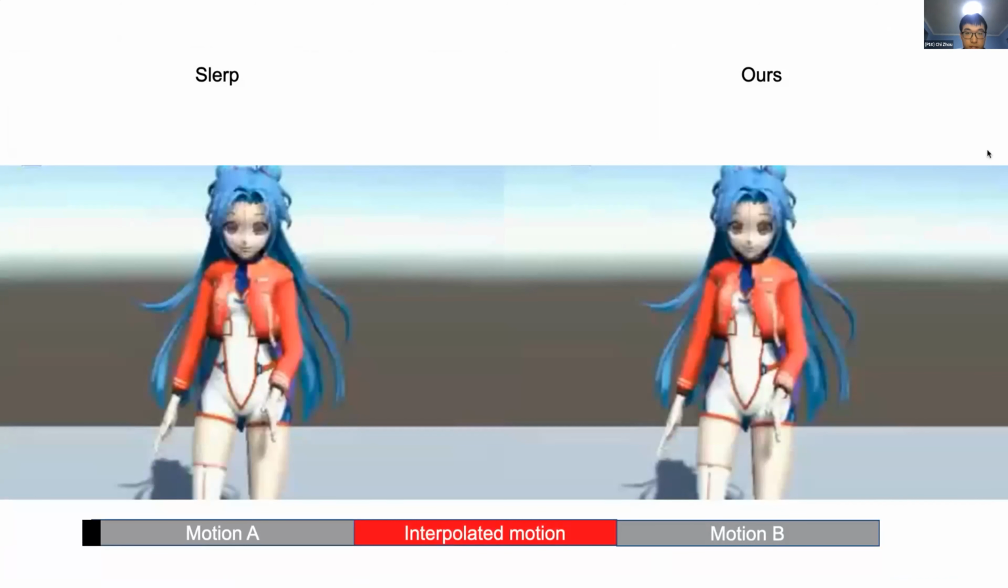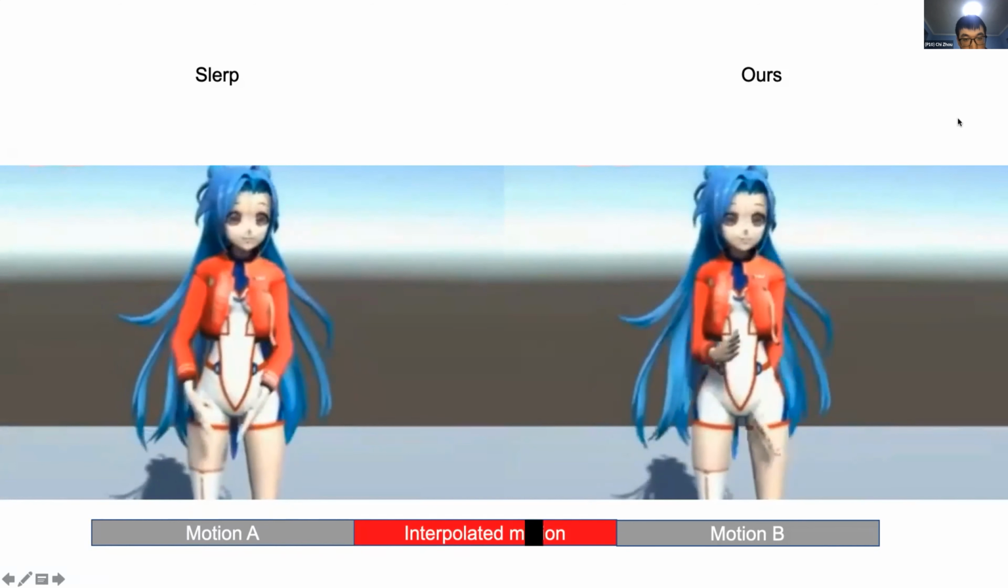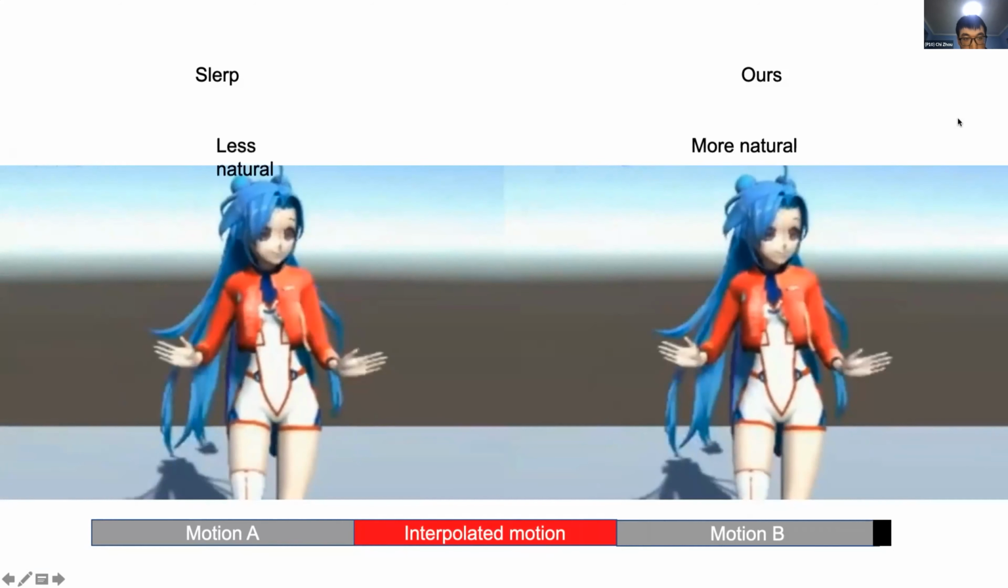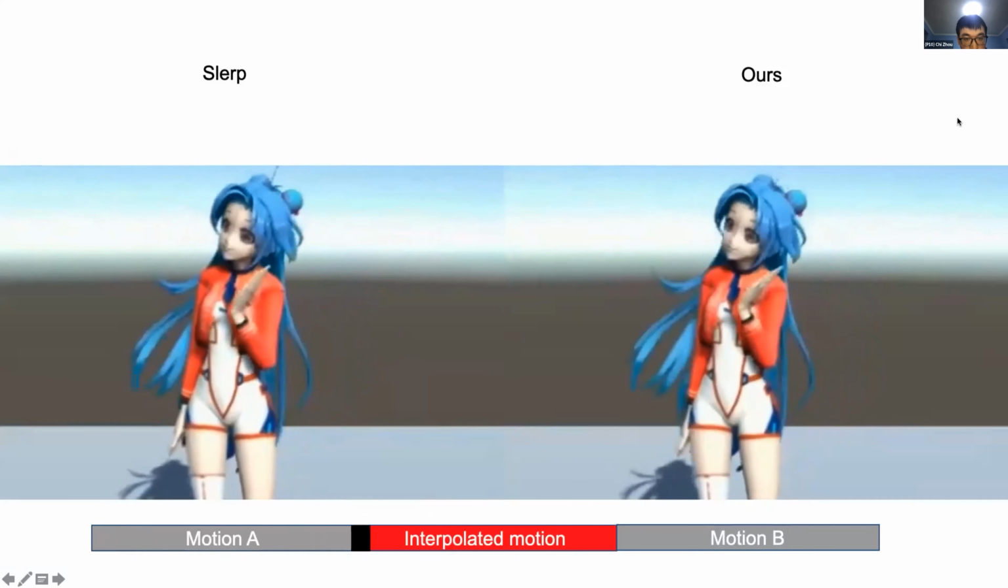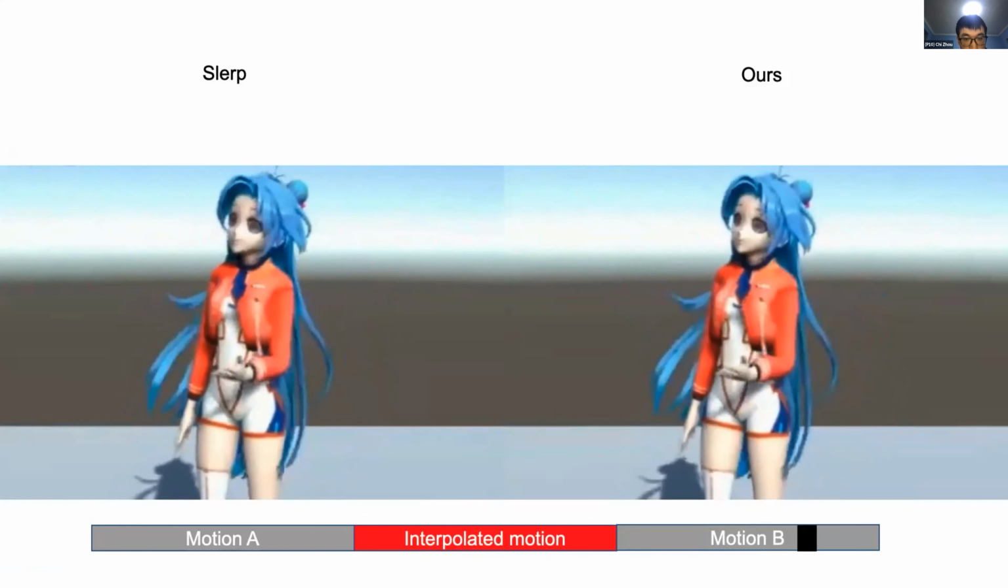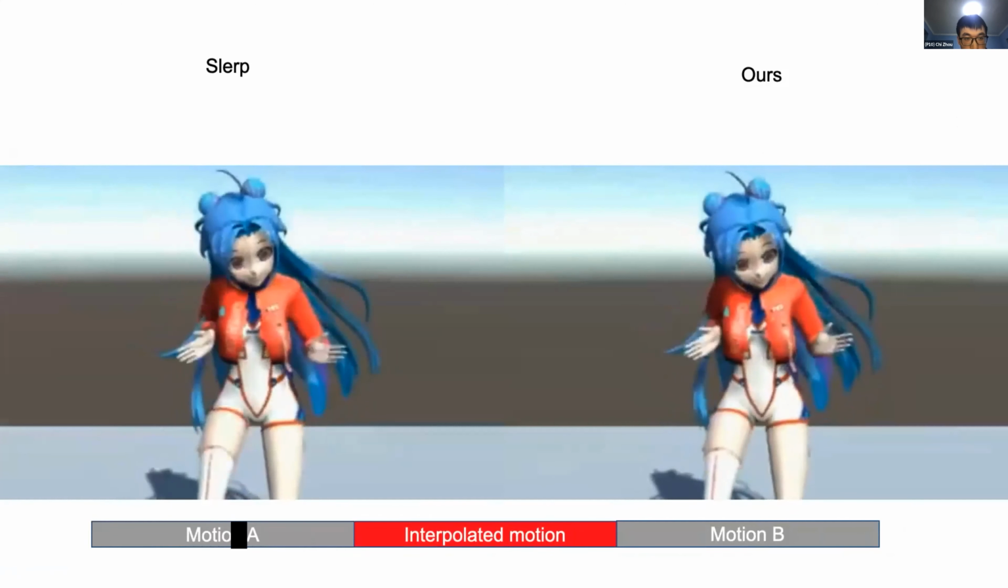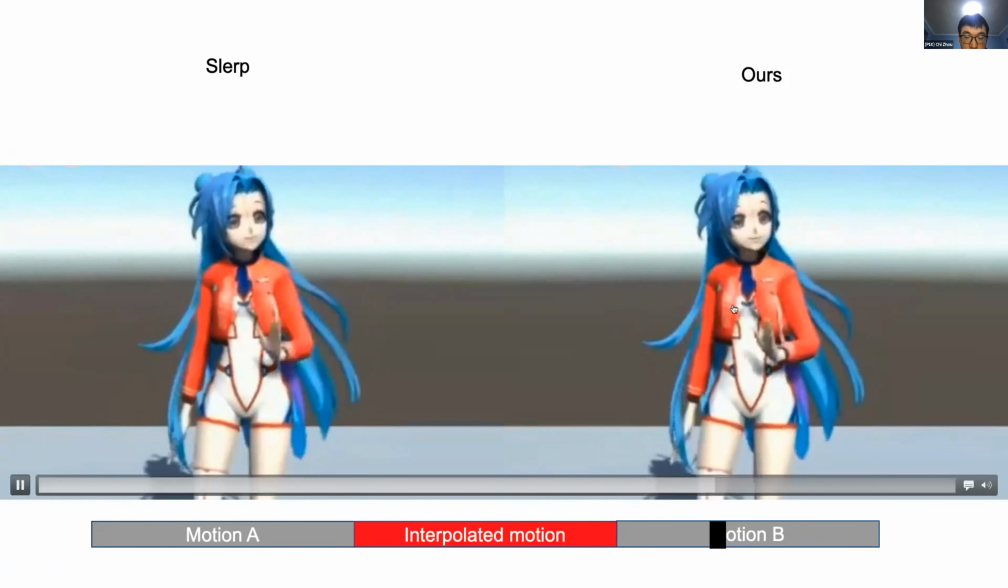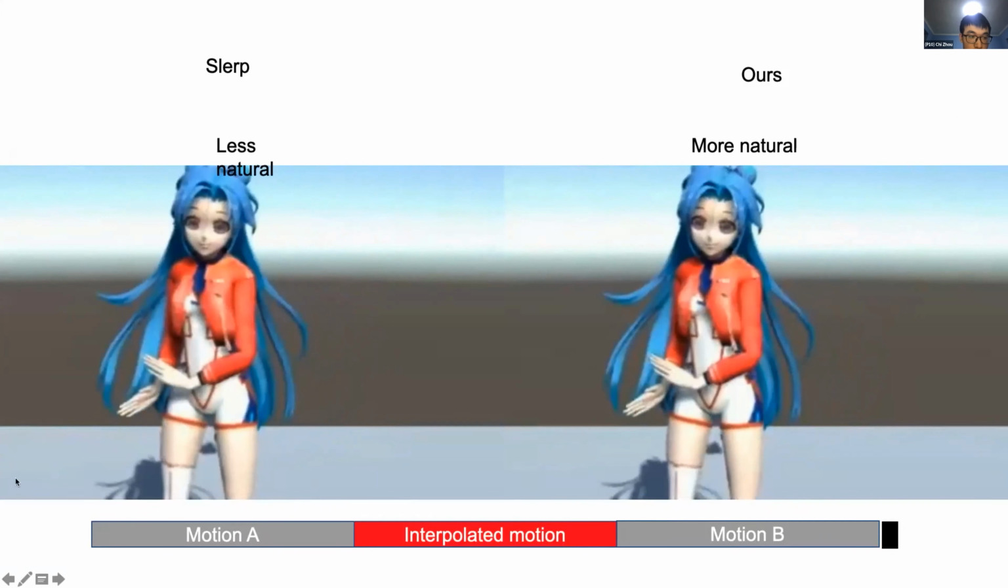And that's the result on our gesture data set. Okay. Compare the movement of the hand. You can see the different speed of the motion.